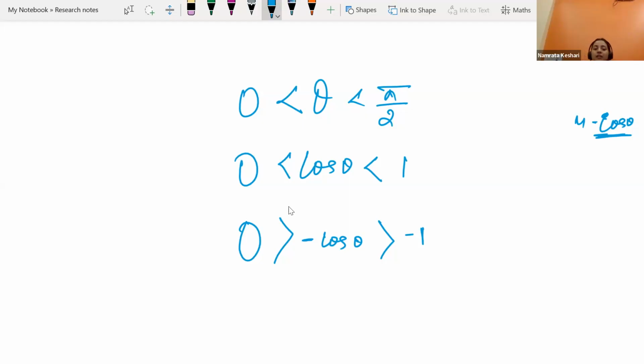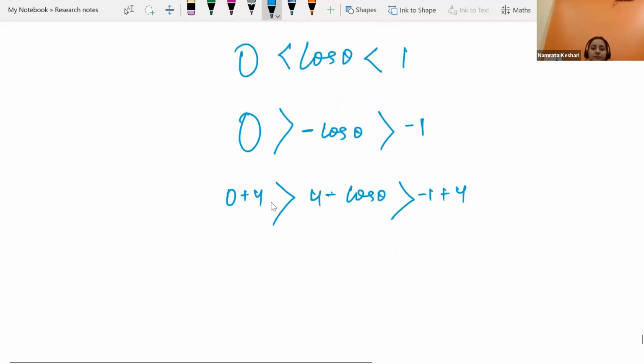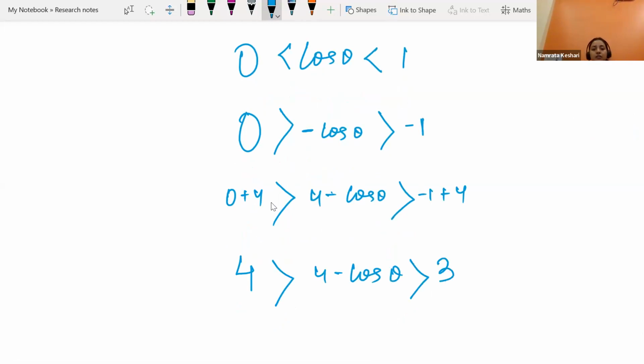Okay, now 4 minus cos theta, that means we'll be adding 4 over here, and adding 4 over here. Getting it? Yes. Okay, so 4 minus cos theta is bigger than 4 minus 1, that is 3. So we can say this is also positive. It is lying in between 3 and 4. Yes or no? Yes. Greater than 3 and lesser than 4. We can also write it like this: 4 minus cos theta is bigger than 3 and is smaller than 4.